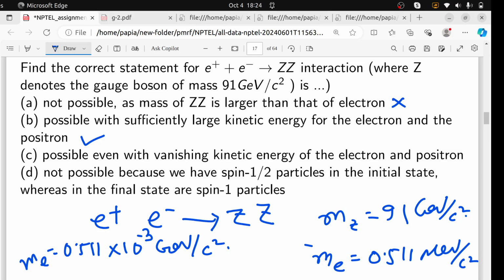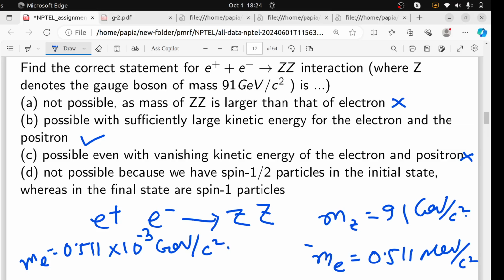Possible even with vanishing kinetic energy of the electron and positron. Now see, they are telling that with vanishing kinetic energy of the electron and positron. That is not correct, because vanishing kinetic energy means there is only rest mass energy, and the rest mass energy of electron and positron is very small with respect to Z. So in the case of vanishing kinetic energy, it will not happen. So this is not correct.